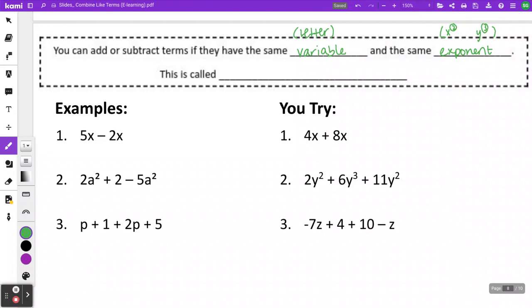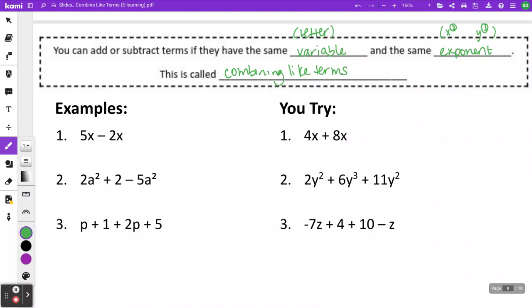We also use that word power. So when we're looking to see what we can combine, what we can add and subtract, we're looking for it to have the same variable and exponent. And when they do, we call that combining like terms. This box right here at the top of the screen is the key idea. This is the important information for this lesson, so make sure you get this one into your notes. And this is what we're going to use to do these examples below.